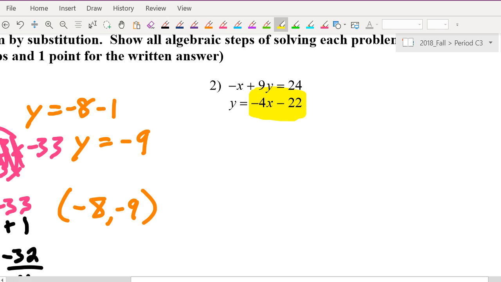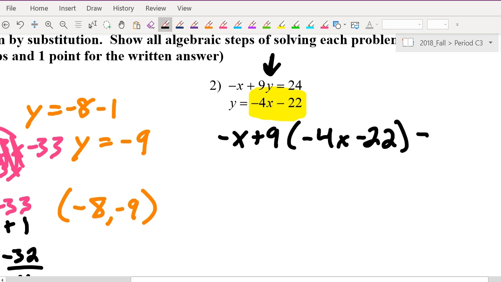Alright, here we go. So I'm going to put that inside where? Where the y is. So negative x plus 9 times the quantity negative 4x minus 22. The most common mistake is that students leave the y still here. If you're substituting, then the y is gone because it's instead of the y. Alright? First step?